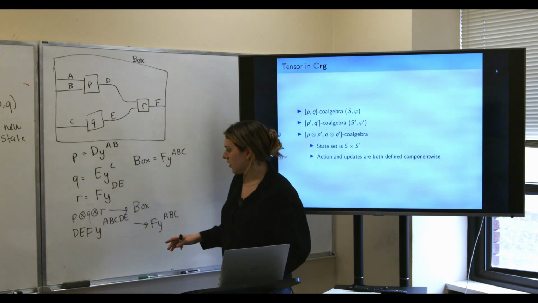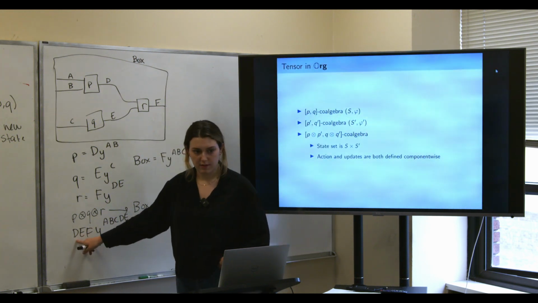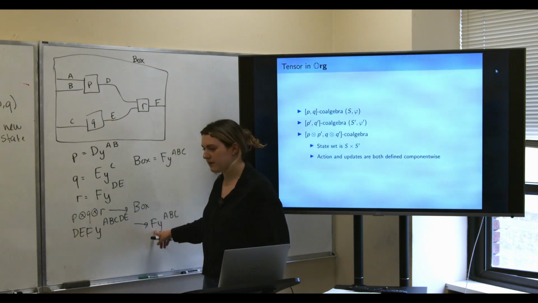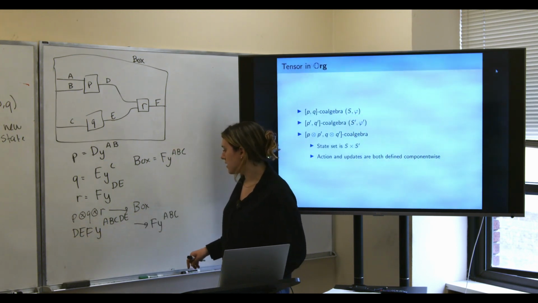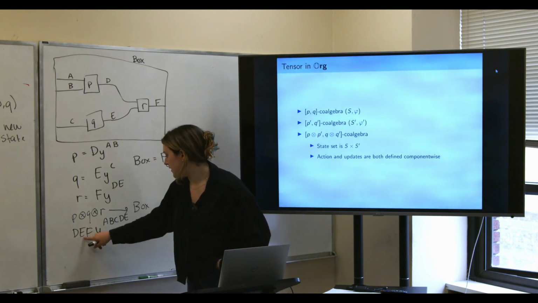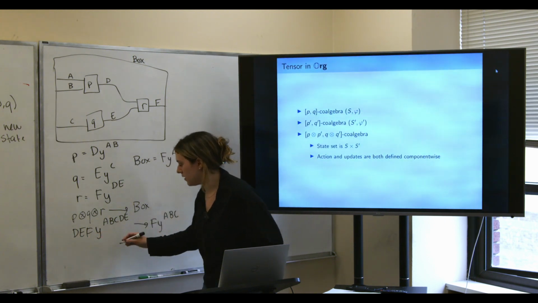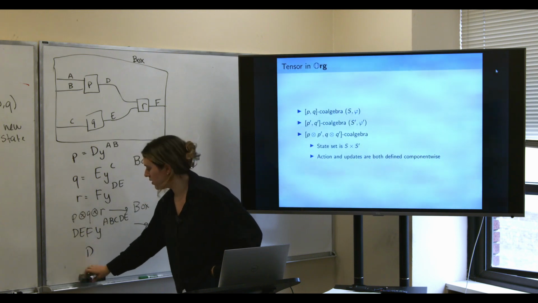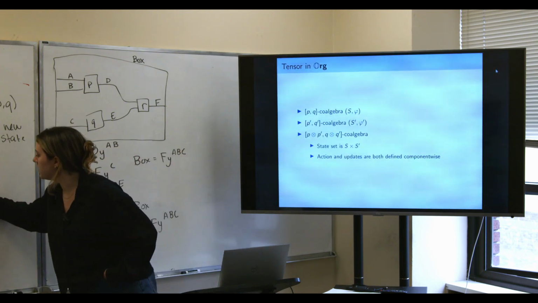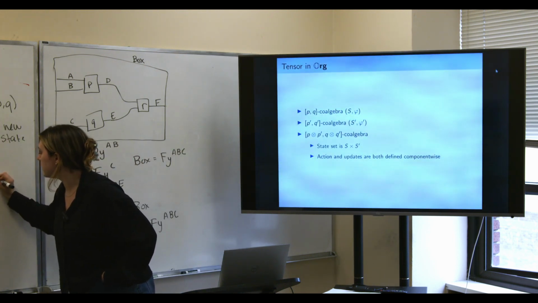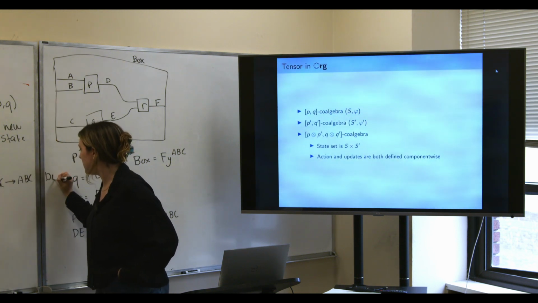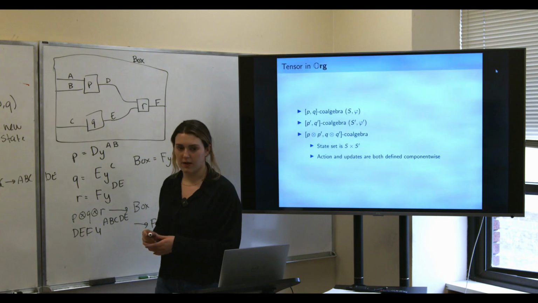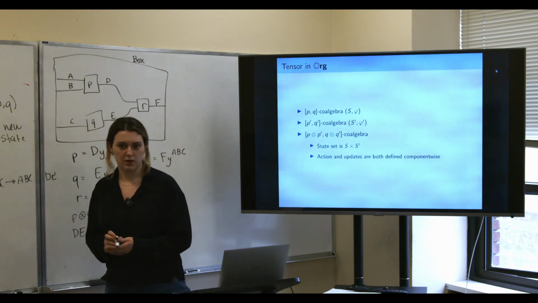Okay, so on positions, we need a map from DEF to F, and that's just going to be given by projecting onto F. And then on directions, we're going to want DEF times ABC, so it's probably DEF ABC to ABC DE, which again is going to be given by projection.